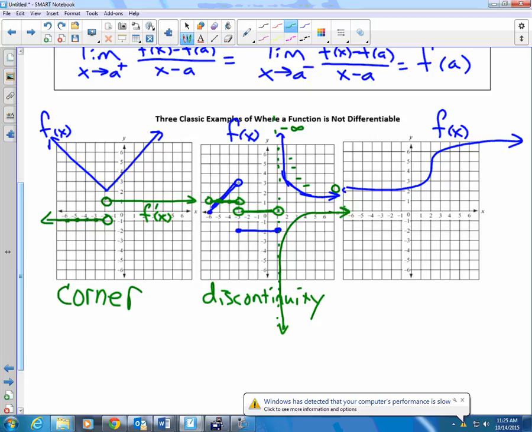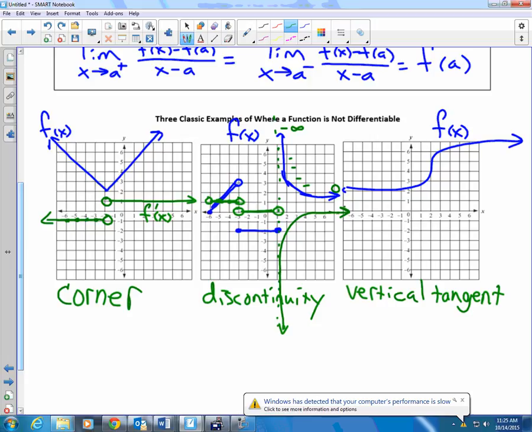Who can guess where it's not differentiable on the next graph? It's not differentiable at 2. Why is it not differentiable at 2? It has a vertical tangent. And if you have a vertical tangent, meaning if you drew the line that was tangent at that spot, it would be a vertical line, it is not differentiable at that spot.